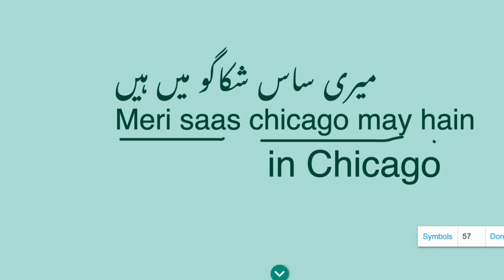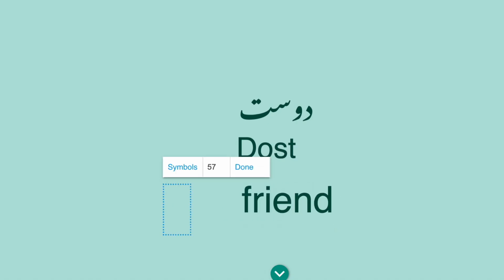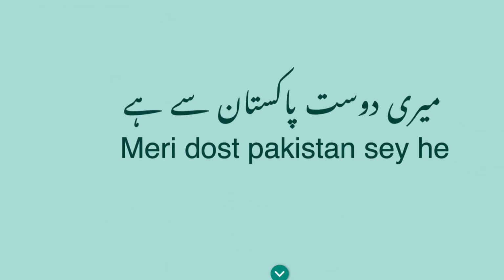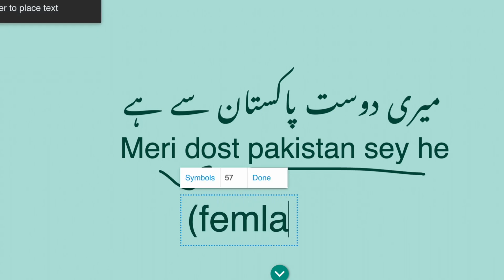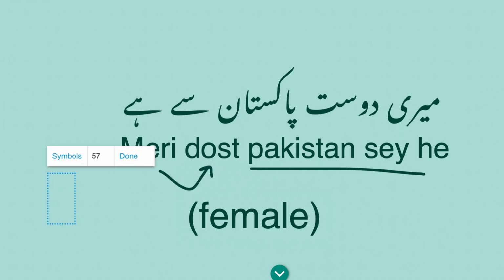The next one is दोस्त. दोस्त is friend. मेरी दोस्त पाकिस्तान से है. Again, dost is a noun which can be feminine and masculine, depends on the person. Here, meri dost is implying that the friend is a female.